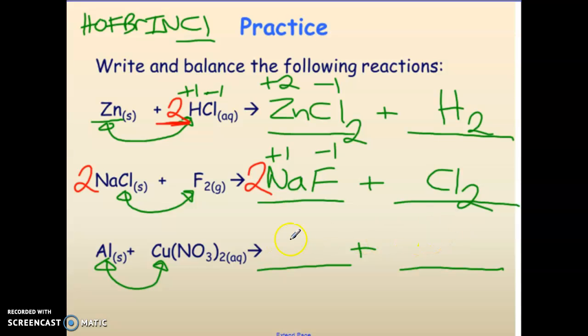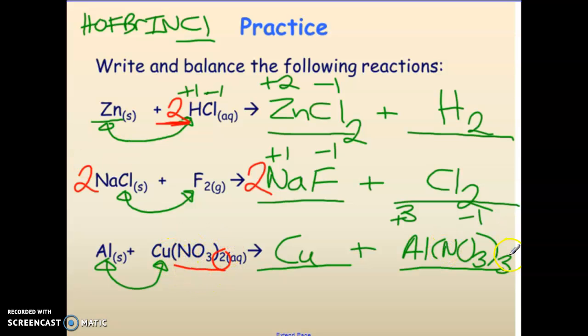Okay, our last example: aluminum is a metal, so that's going to swap with copper. That means copper is going to be by itself, and we're going to have aluminum nitrate. Remember the charge on aluminum is +3, which is why we're going to have a 3 crisscross down here on the outside of the bracket. To balance, it's actually easier to keep the NO3s together. So here we have 2 NO3s and here we have 3.